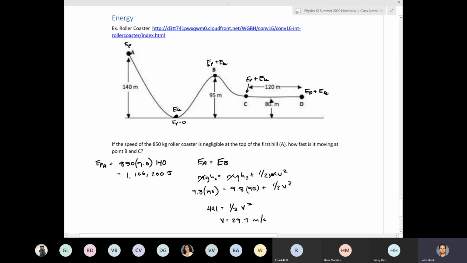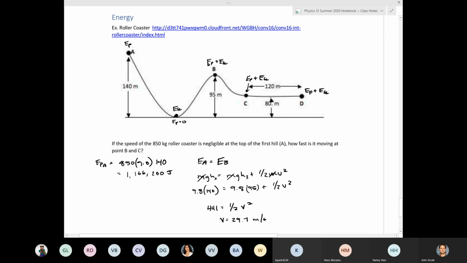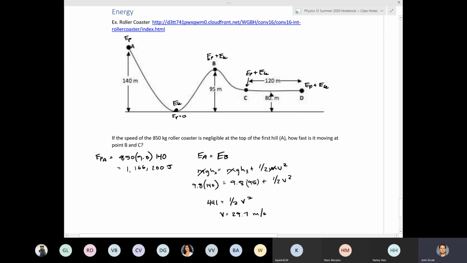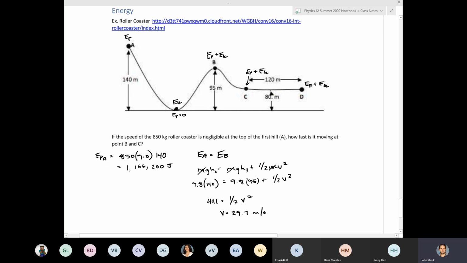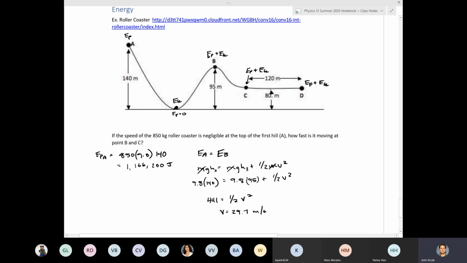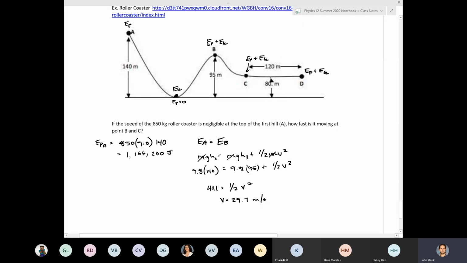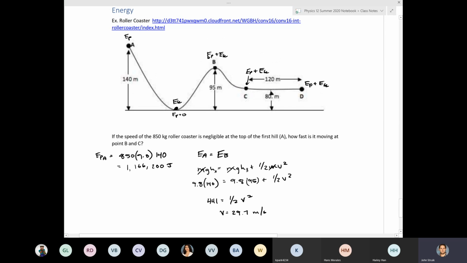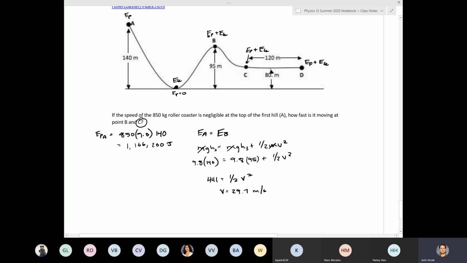Okay, awesome. The next part, just trying to make sure this makes sense. Yeah, that makes sense. So the next part, we need to find the velocity at C. How fast is it moving at C?